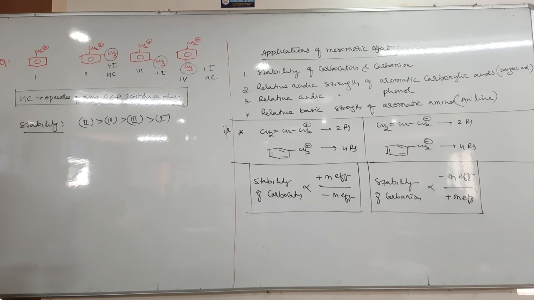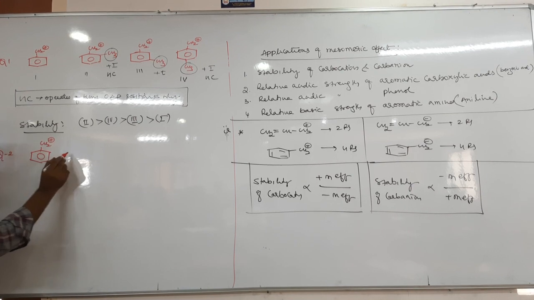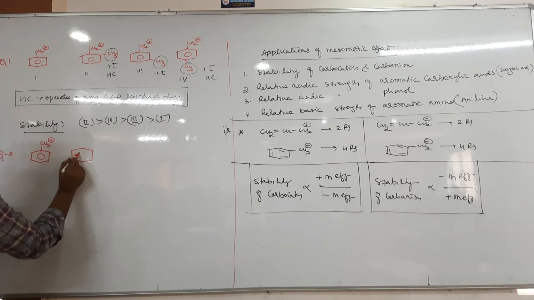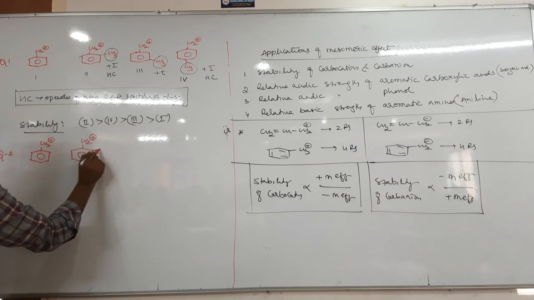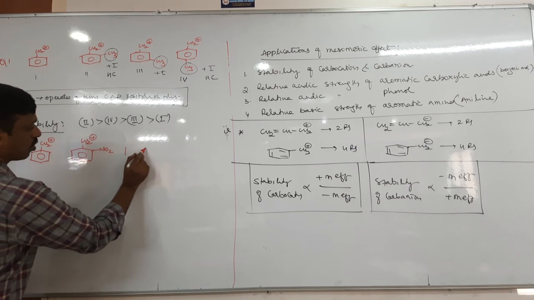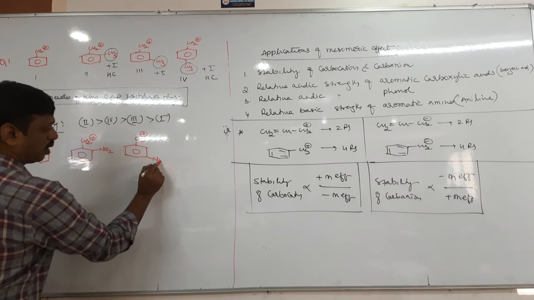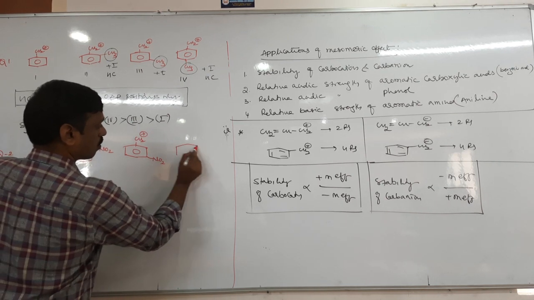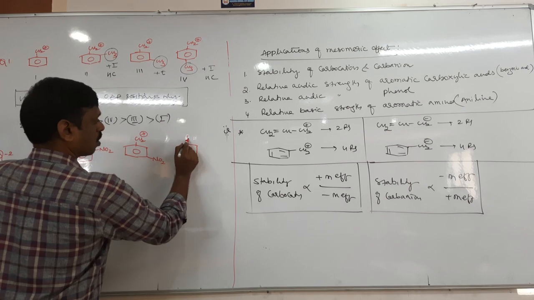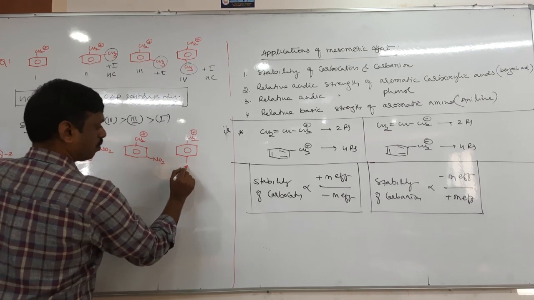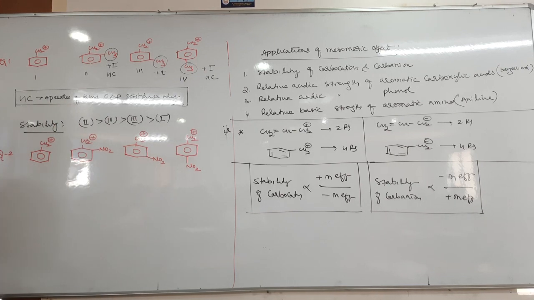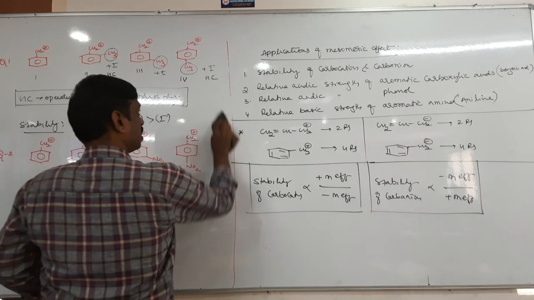If there is electron withdrawing group, carbocation. Next, let us take NO2, electron withdrawing group. Next, meta position NO2, para position NO2. Tell me, now NO2 group is electron withdrawing group.